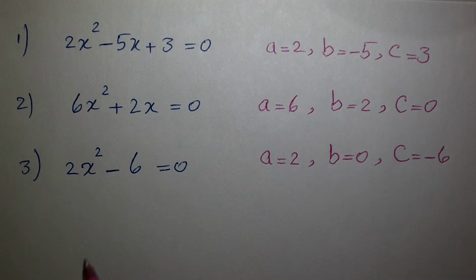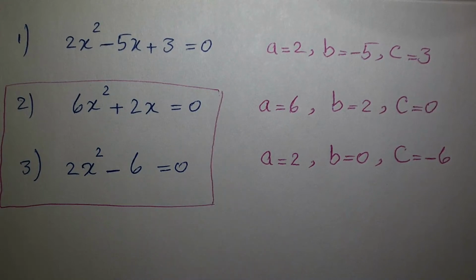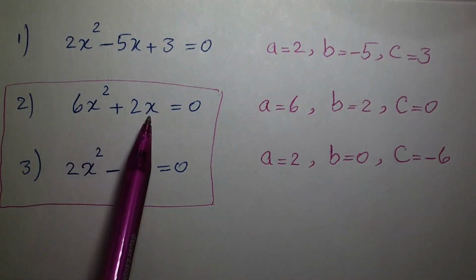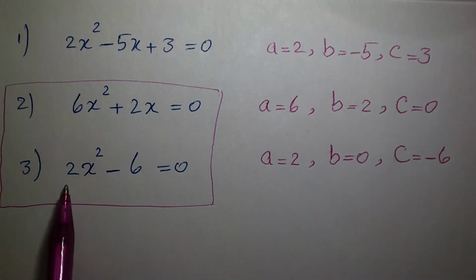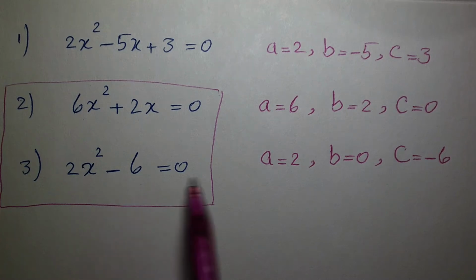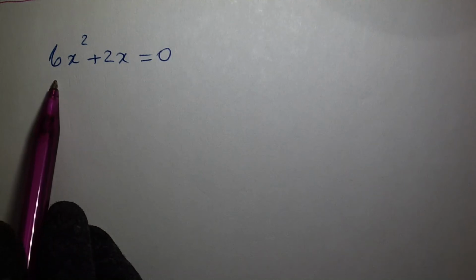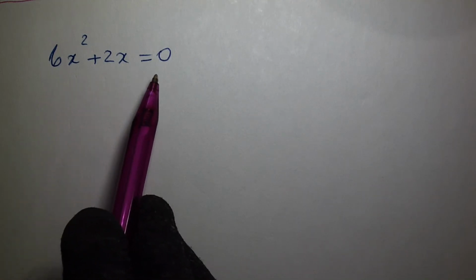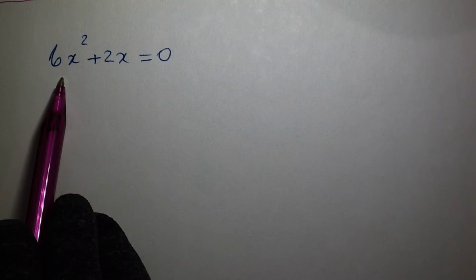Let's talk about examples number 2 and 3 and how we can solve these types of quadratic equations when we have only two terms. Here a and b are non-zero, c is 0. Here a and c are non-zero and b is 0. If we have a quadratic equation in this form, meaning a and b are non-zero and c is 0, the best way to solve it is factoring.